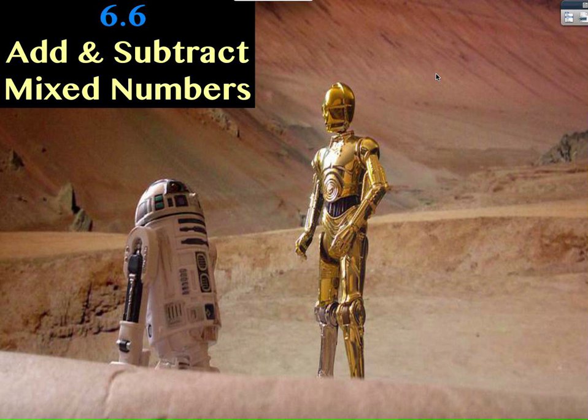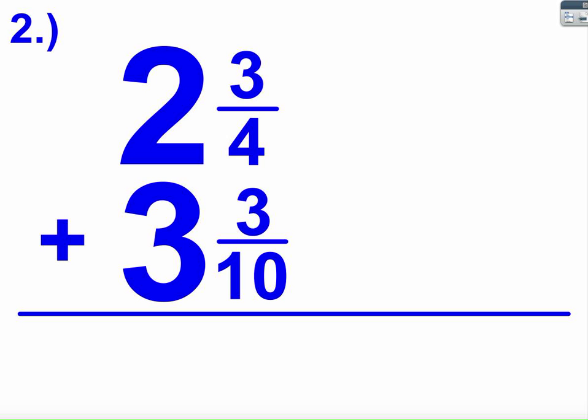Add and subtract mixed numbers here. Remember, a mixed number means that you have a whole number and a fraction attached, kind of like 2.5. So here we have one that's 2 3/4 plus 3 3/10. Notice that we write it so the whole numbers have their own column and the fractions have their own column.